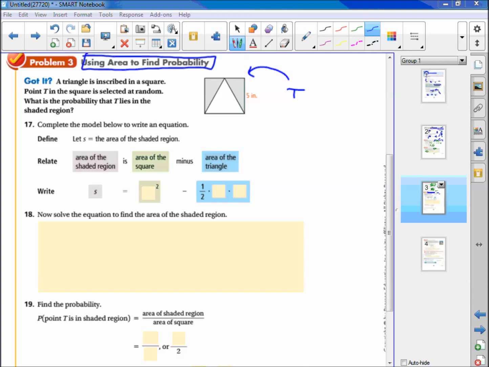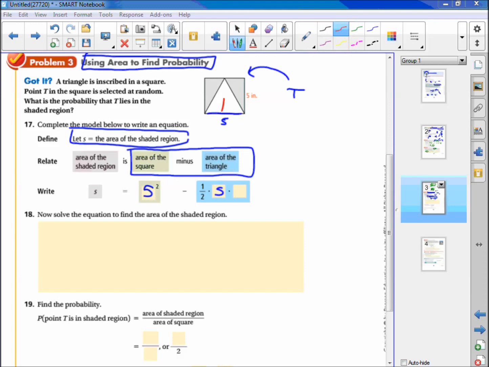So let's see, we're going to let S be the area of the shaded part. And then the area of the shaded part is the area of the square minus the area of the triangle. So our shaded part is going to be the area of the square, which is 5 squared, minus the area of the triangle. This triangle is 5 for the base, and it's 5 tall, same as the square, so 5 by 5.